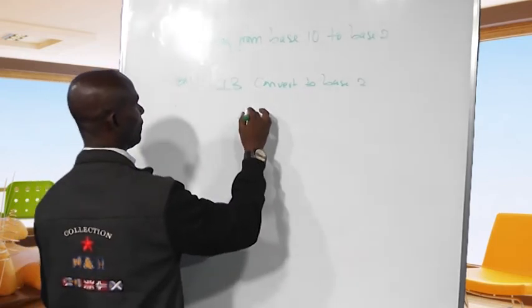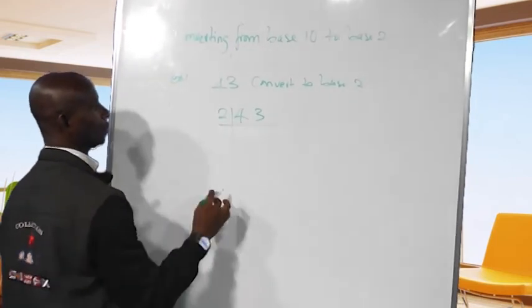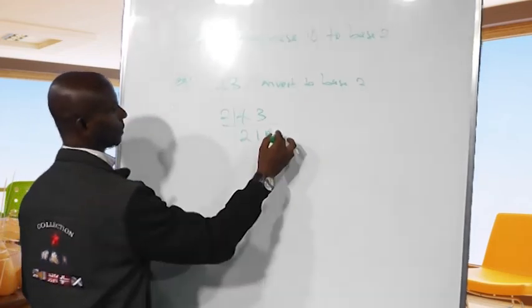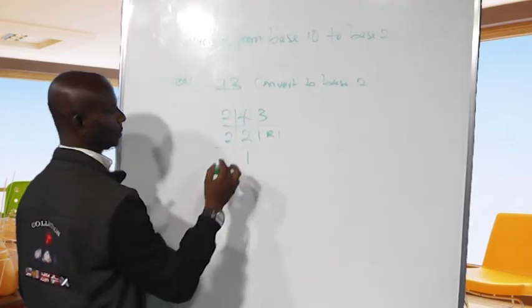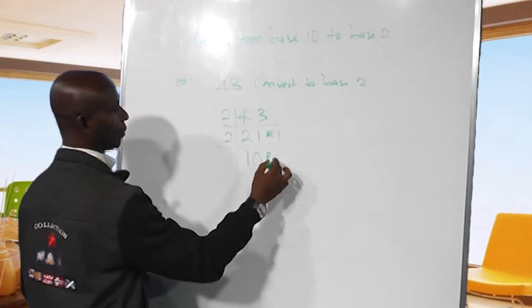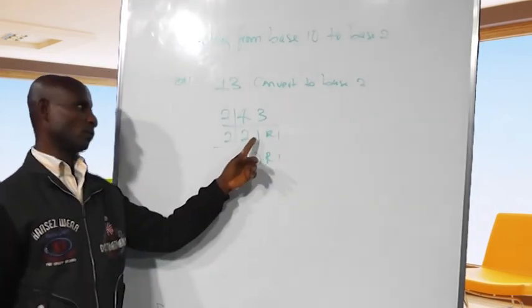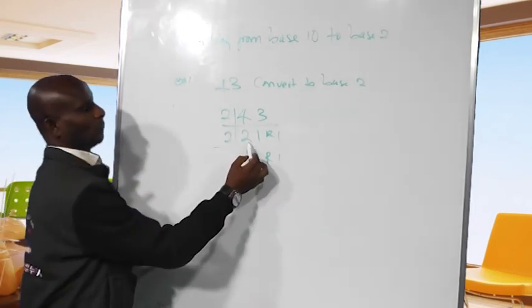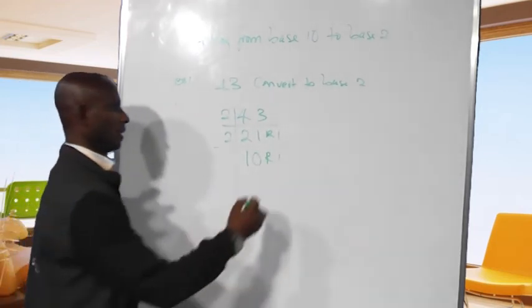Now let's do it together. 43. Let's divide. Continuous division. We divide by 2. 4 divided by 2 is 2. 3 divided by 2, 1. Remainder 1. We divide by 2 again. 2 divided by 2 is 1. 0. Remainder 1. 2 times 10 is 20. And we have 21 here. 1 will remain. 2 times 21 is 42, and 1 will remain. So that's why we are having 1 here.